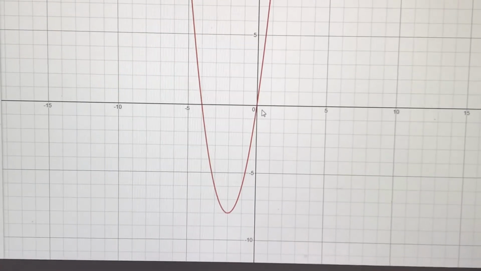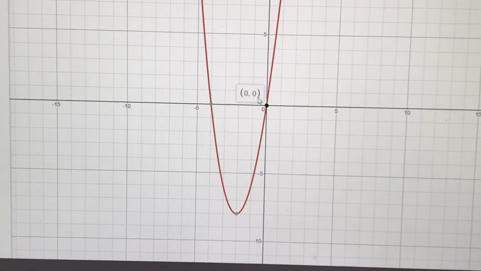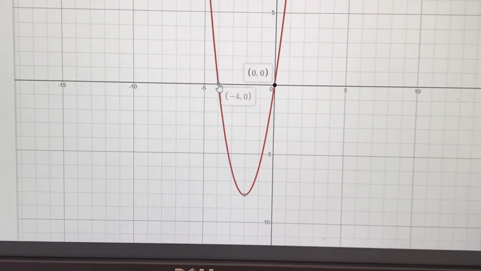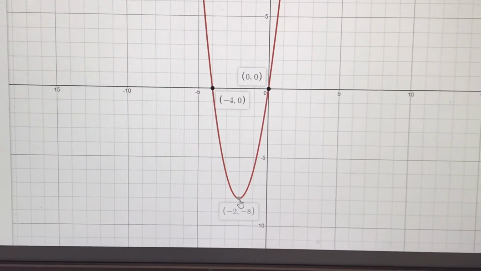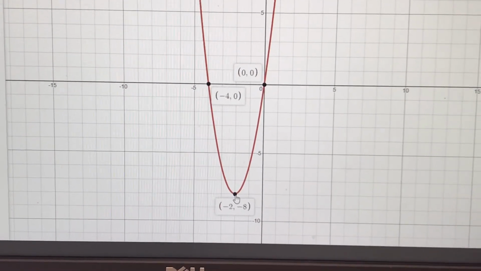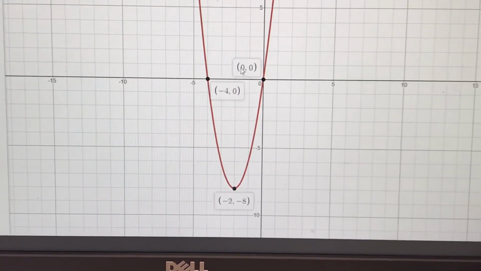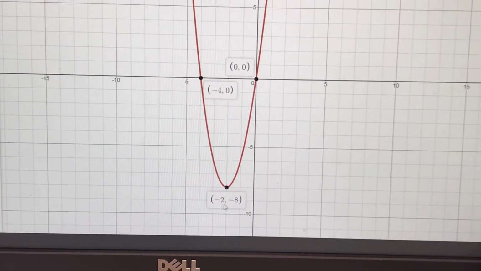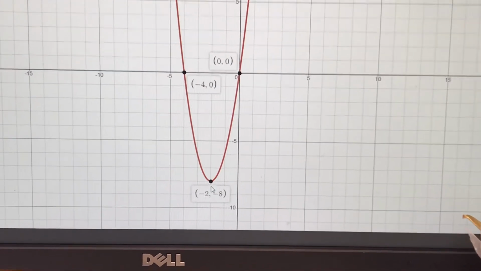Here we go. I'm going to click and hover over what looks like our x-intercept, and it is 0, 0, and another x-intercept at negative 4. And the vertex, the lowest point on our graph, is negative 2, comma, negative 8. So I'm going to write those down. So negative 4 and 0 were our x-intercepts, and right in between negative 4 and 0, because it's symmetric, negative 2, negative 8 is our vertex.